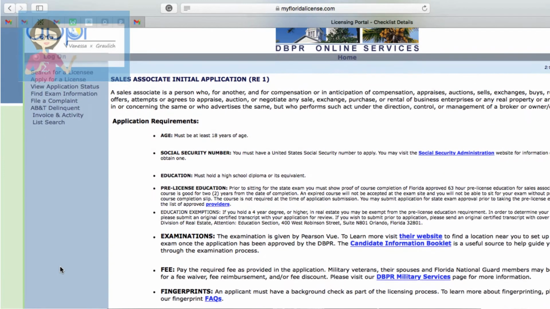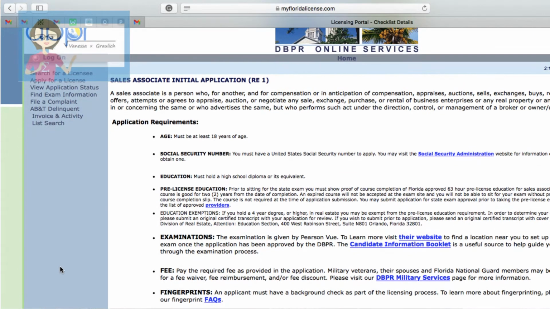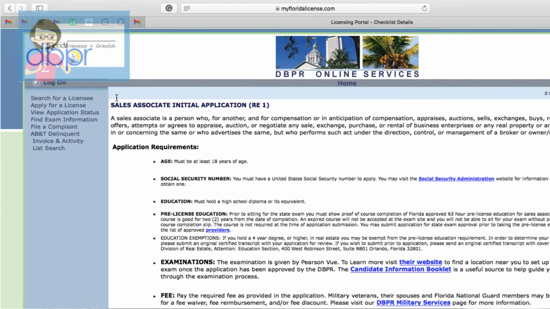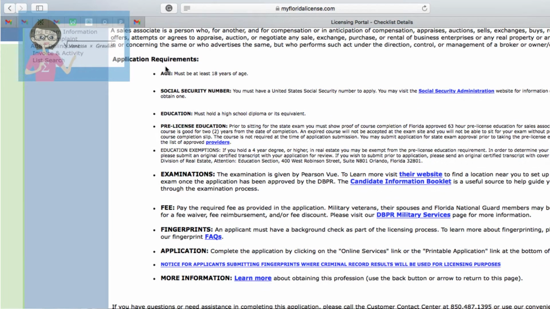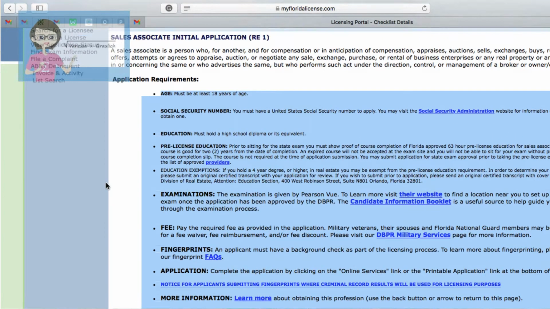So you wake up and you're like, I want to do real estate. That's it. Where do I start? And let's assume that you're a Floridian. So you go to the Department of Business and Professional Regulation, and let's put it right here. You're going to become a sales associate, because a sales associate, which can also be called a real estate consultant, is not the same as being a realtor, and I'm going to explain why.